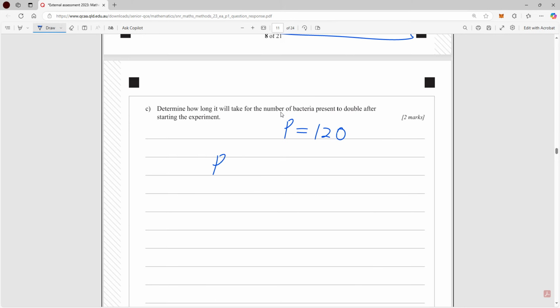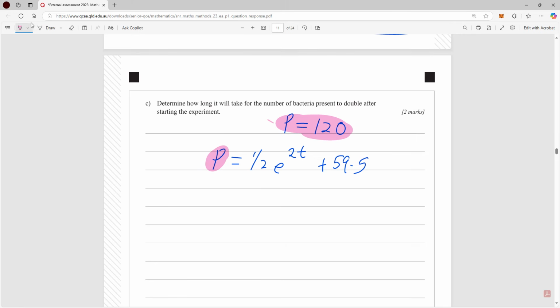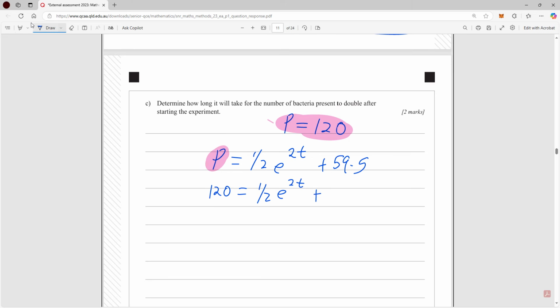So here we put our equation, P = a half e to the 2t + 59.5. Now all we're going to do is substitute this value into our equation and solve for t as best we can given what resources we have. So 120 = a half e to the 2t + 59.5. Move that across, so you're going to have 120 minus 59.5 = a half e to the power of 2t. This is going to give you 60.5, because 120 minus 60 is 60, so minus 59.5 would give you 60.5, and then you have a half e to the 2t.